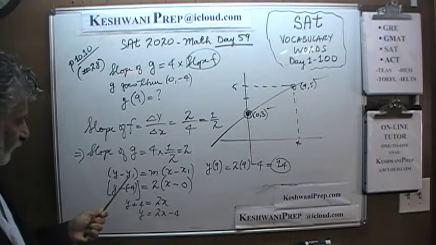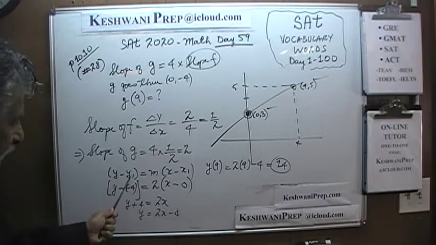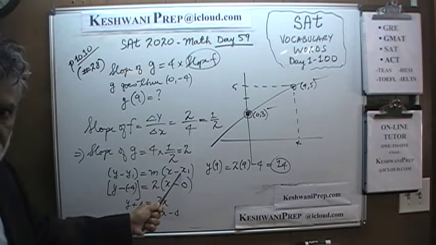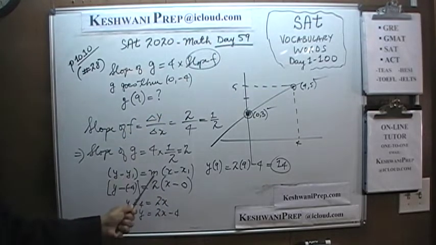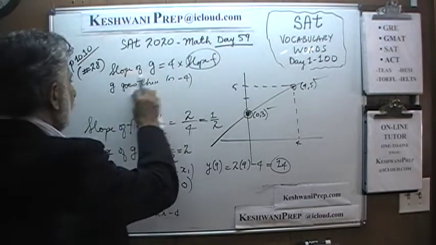Another way we could have figured out this function, instead of using the point-slope formula. This is the point-slope formula. It is called the point-slope formula because we are using the coordinates of one of the points that the function goes through, which we are told is 0, negative 4, and the slope. Another way we can use is the slope-intercept formula.